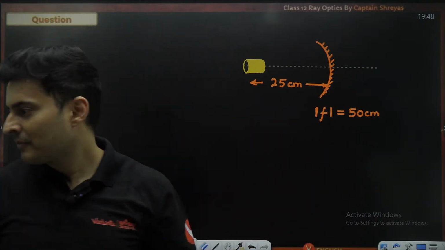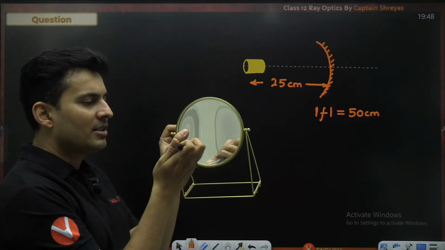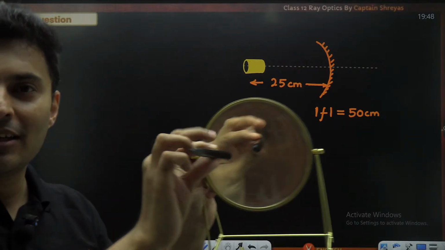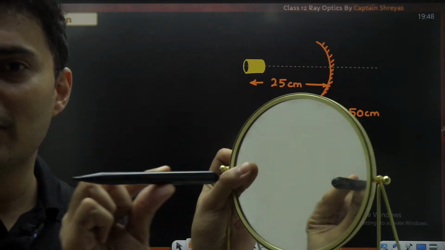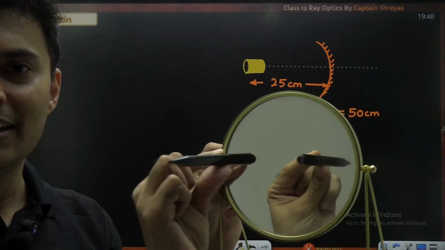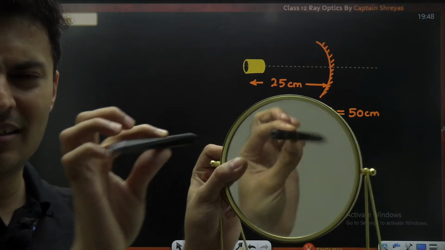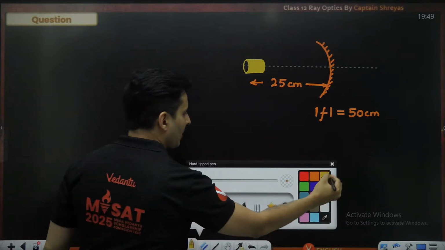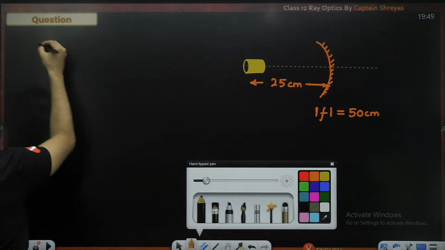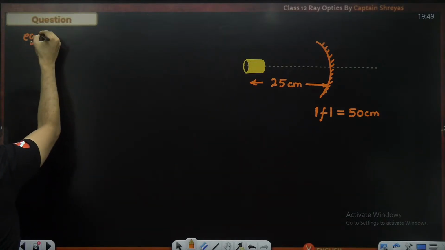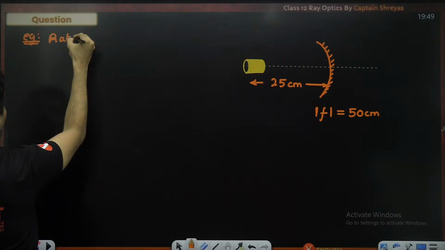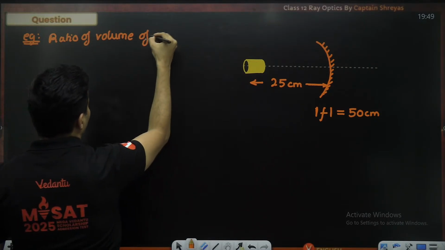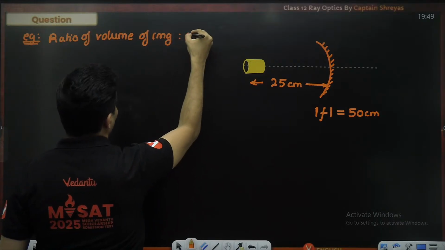Okay, visualize this. So imagine this is the mirror, and imagine you have placed a small cylinder in front of it. There will be an image which is formed. I hope you can see that this pen is also like a cylinder. You can see the image of the pen is formed inside the mirror. Can you see that? Yes. So this pen is also like a cylinder, but it is a very small cylinder. That's the only difference. The question is: find the ratio of volume of image to the object.